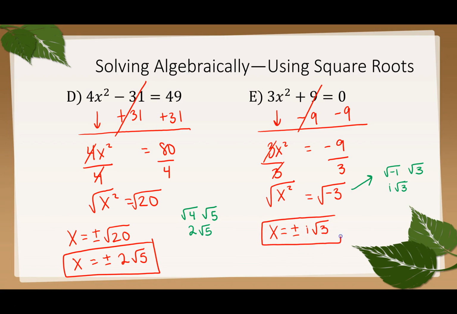And again, this would be another problem where your graph would not touch the x-axis. So we could say no real solution, which is true because we only have imaginary solutions, but we do have two imaginary solutions because we've got imaginary numbers.